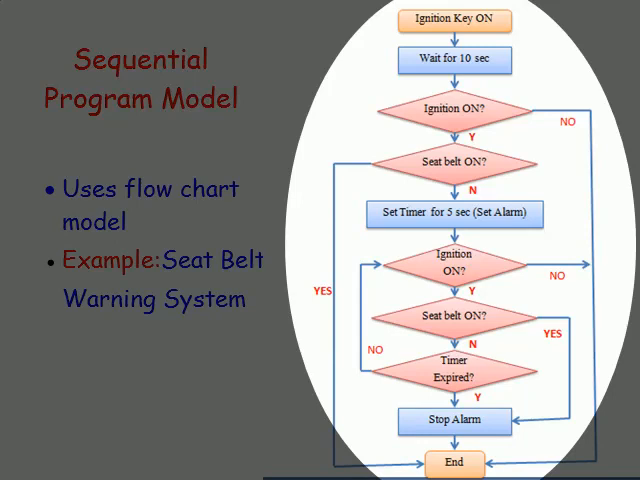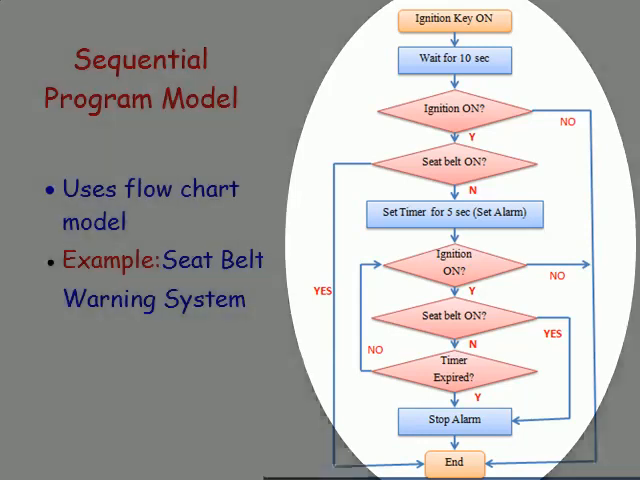If the ignition key is on and seatbelt is not on and the timer has not expired, then go on checking the same ignition on seatbelt on condition till alarm expire event occurs or seatbelt on condition occurs. If the timer expires or the seatbelt on condition occurs, then stop the alarm and end the program execution. So this is how sequential program model for seatbelt warning system with the flowchart model is performed.